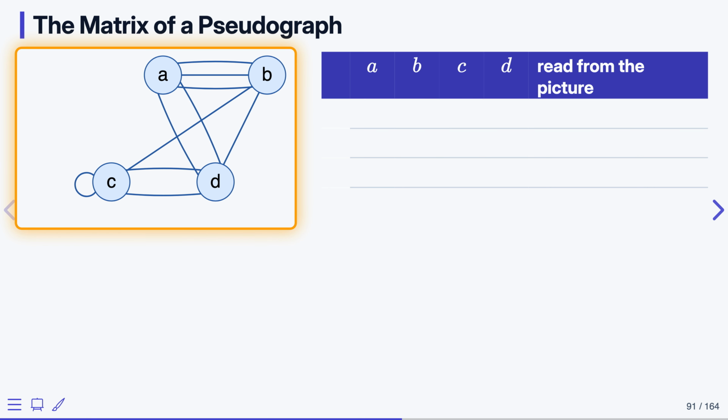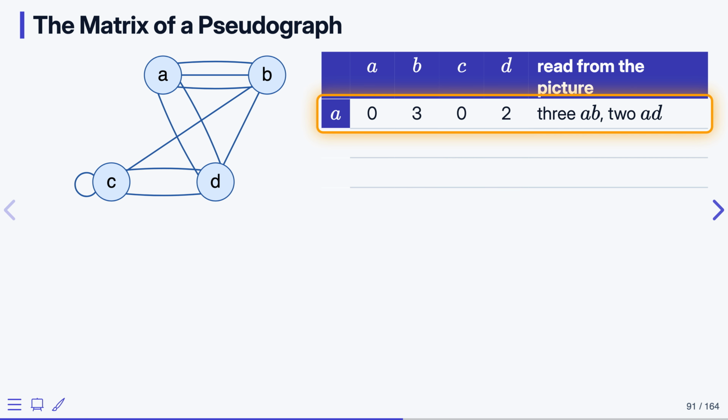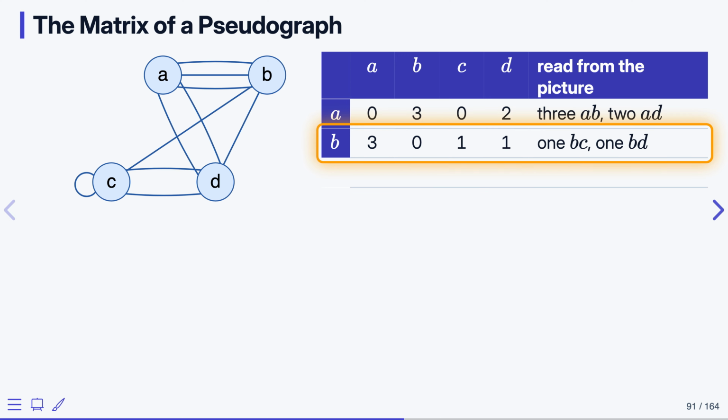Let's read this pseudograph into a matrix, row by row, using the order A, B, C, D. Row A: 3 lines join A and B, so the entry is 3. No line joins A and C, so 0. 2 lines join A and D, so 2. And no loop at A, so the diagonal is 0. The row is 0, 3, 0, 2. Row B: back to A 3 again. 1 line to C, so 1. 1 line to D, so 1. The row is 3, 0, 1, 1.